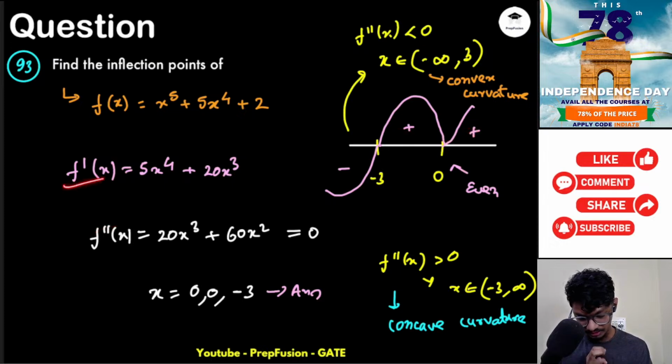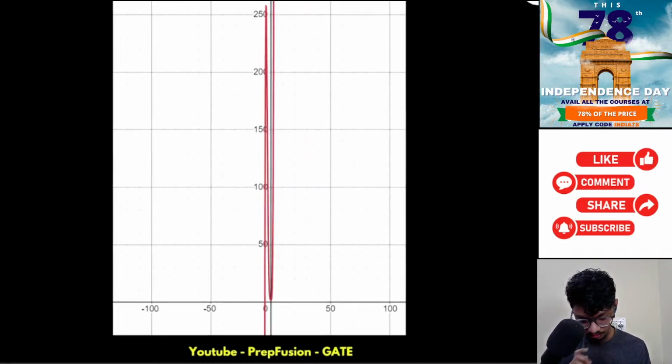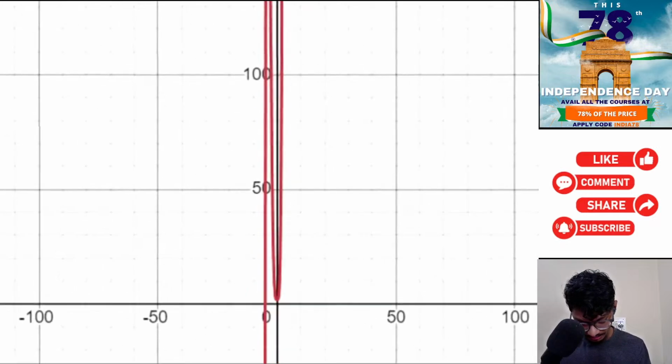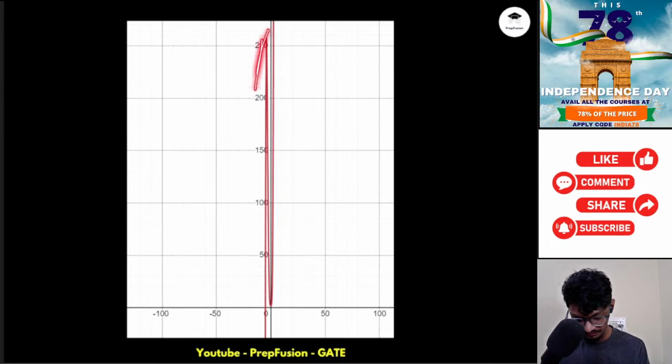I care about the sign of f dash of x, like how the sign of f dash of x is changing. So here, if you see the graph, which I've just drawn in Desmos, at around -3, the slope was positive. Now just suddenly after -3 the slope becomes negative. So the slope goes from positive to negative, right? What will be that curvature?